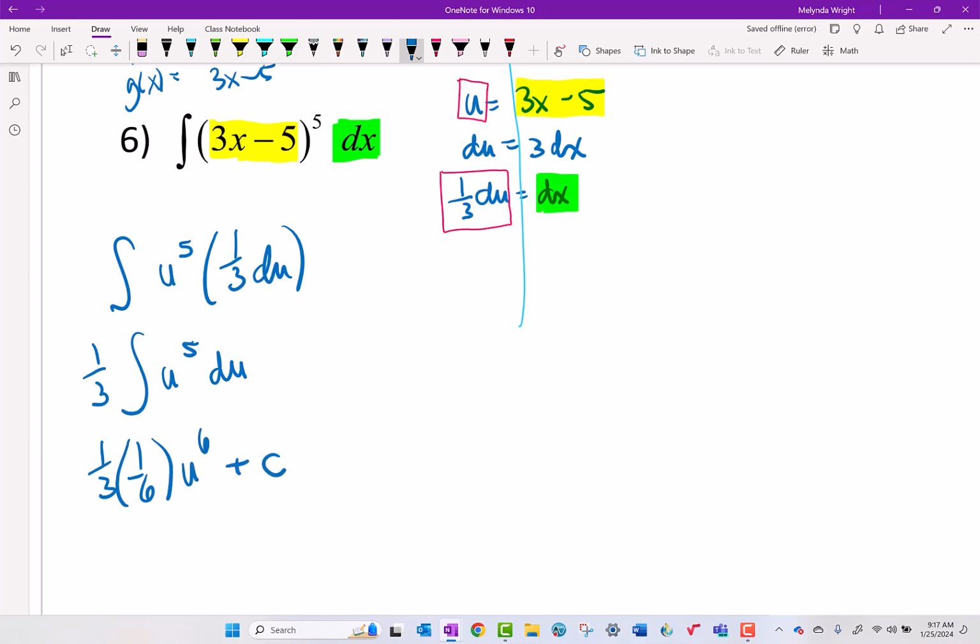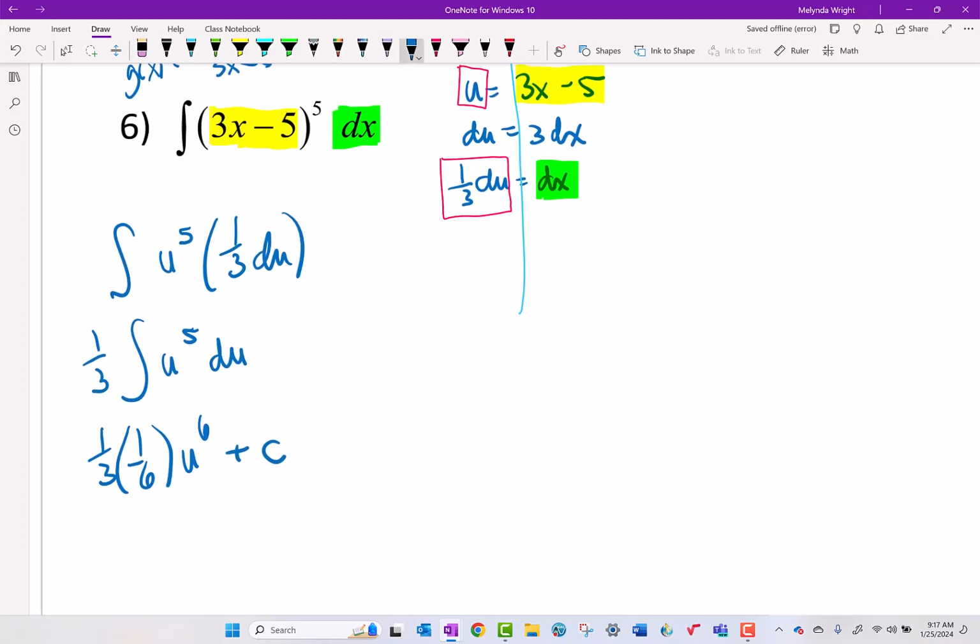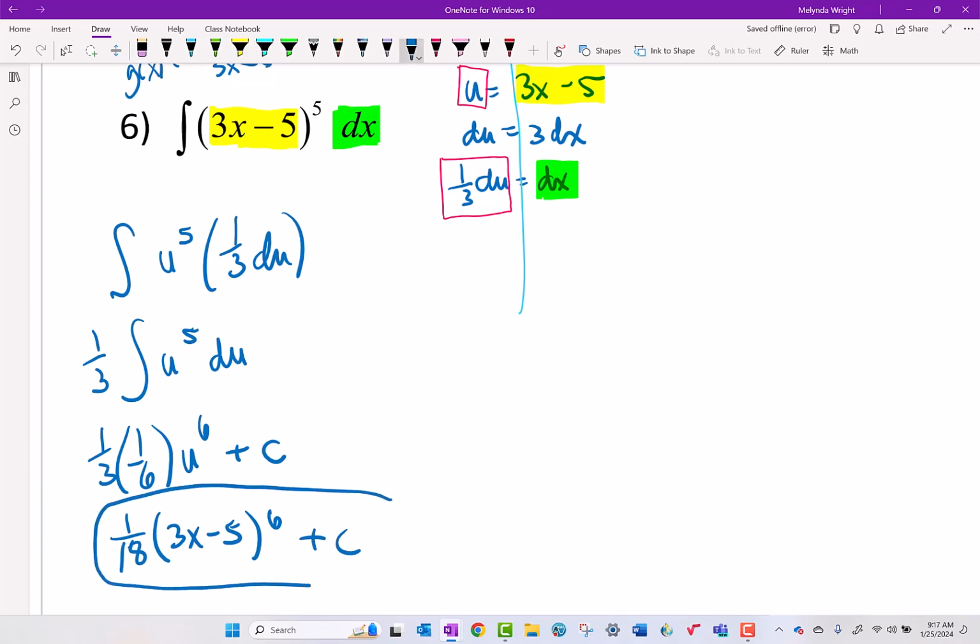My very last step is to put the u back in. That's something that students forget sometimes. You have to put the u back in, otherwise you haven't finished. Just like when we put the plus c, remember that? If we don't put plus c, we haven't finished. Well, if you don't put the u back in, you haven't finished. So u was 3x minus 5. So my final answer is 1/18 (3x minus 5) to the 6 plus c. And that's our very first full u sub.